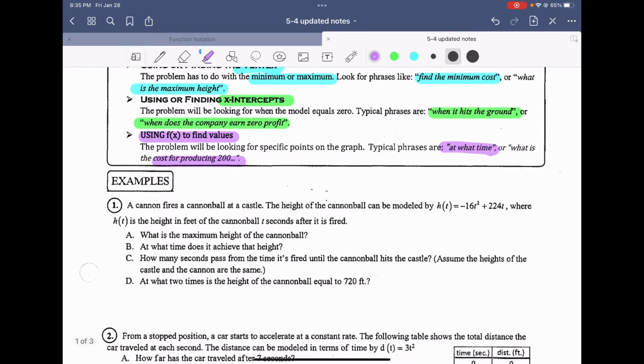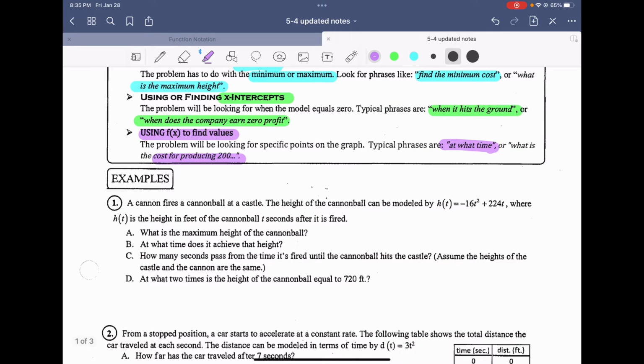So the first one says a cannon fires a cannonball at a castle. So stop right there. I know you should read the whole thing, but let's go ahead and draw a little picture. I am not an artist. Let's draw a little castle. Here's my little castle, and here's a cannon. It's going to shoot a cannonball at this castle. All right, so I have a little picture. Hopefully you guys can draw something that will give you an idea of what's going on there.